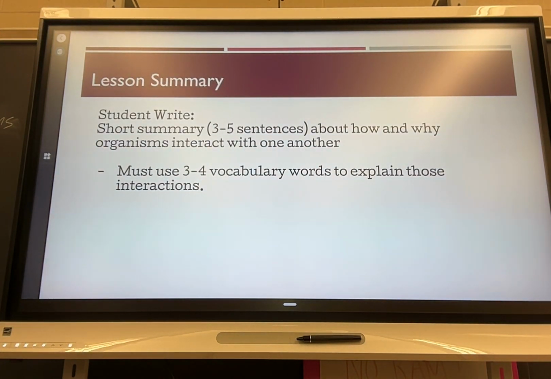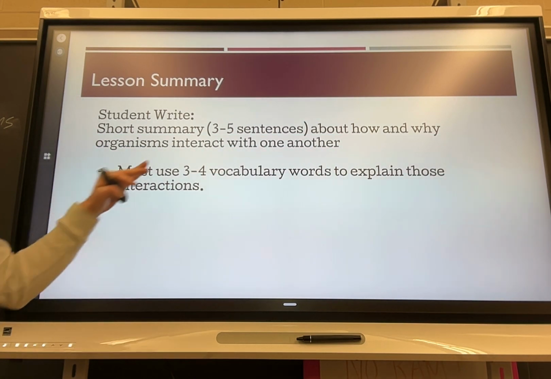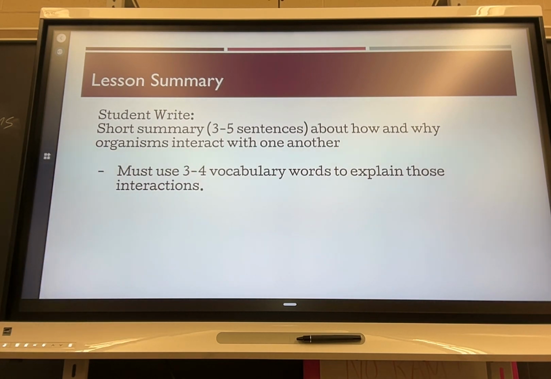So, as a kind of summary for this lesson, what I'd like you to do is go through and in 3 to 5 sentences, how and why do organisms interact with one another? So I'd like you to use 3 or 4 vocab words just to explain these interactions, but how and why do organisms interact with one another?